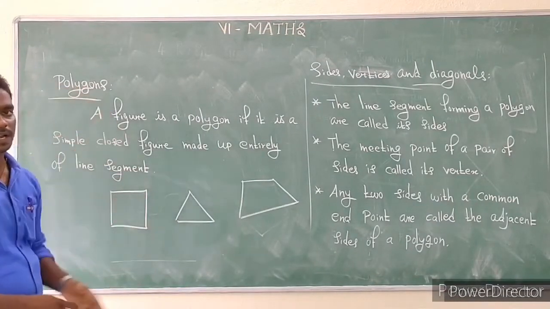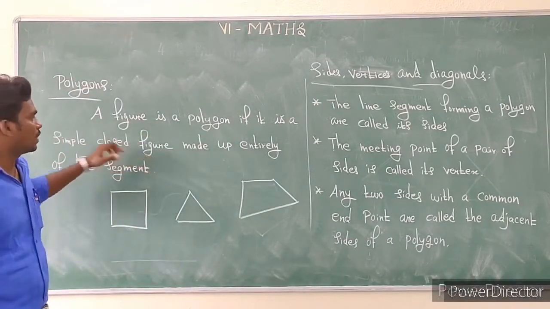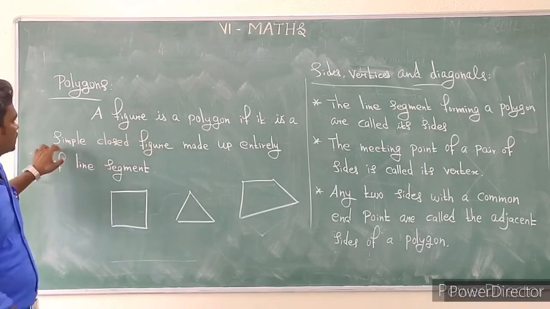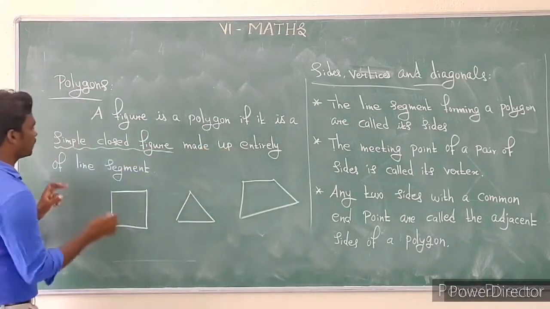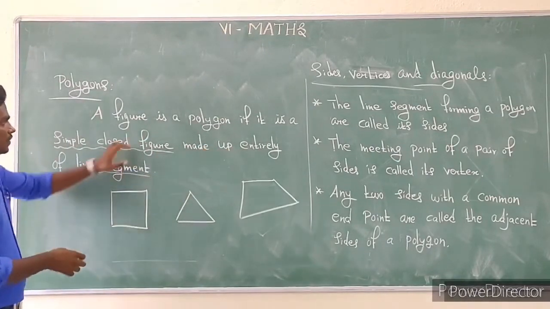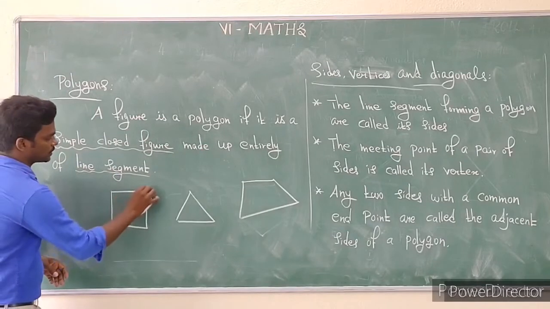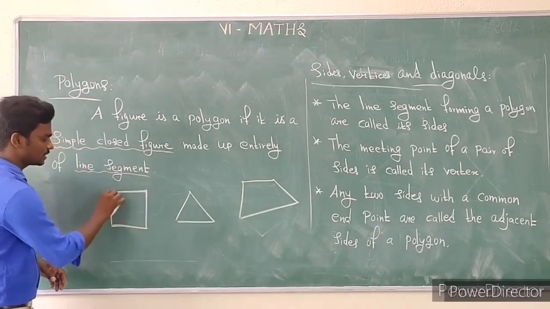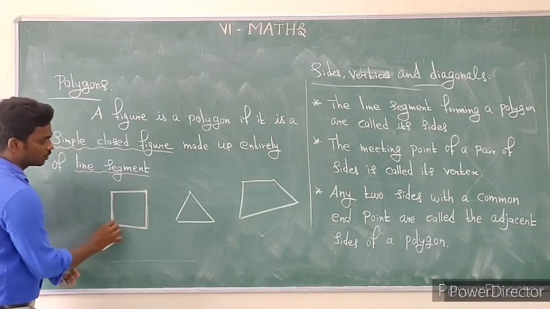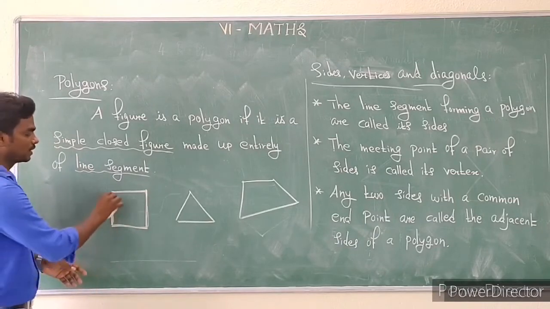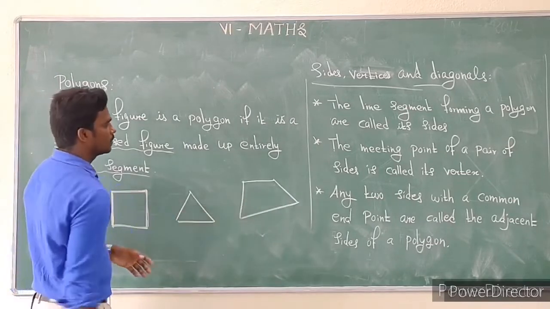The next concept is, what is a polygon? A figure is a polygon if it is a simple closed figure. You know what a simple curve is, right? A figure is a polygon if it is a simple closed figure made up entirely of line segments. So this is a simple closed figure. First, a square. A square is a simple curve because its lines do not intersect at any points. All the sides are closed. So square, triangle, and quadrilateral are simple closed figures.